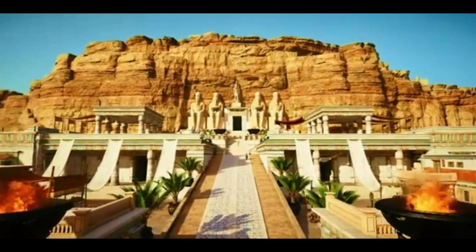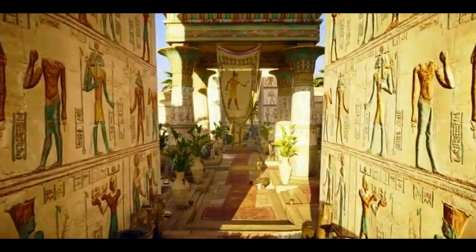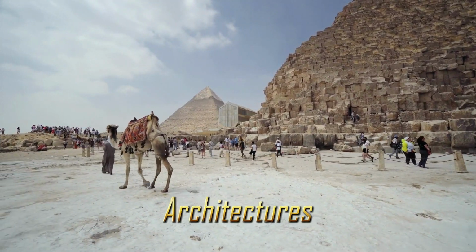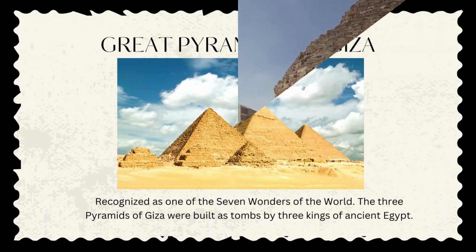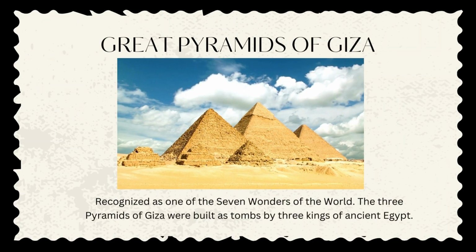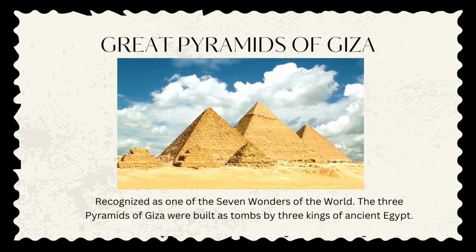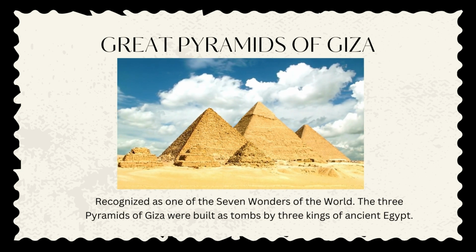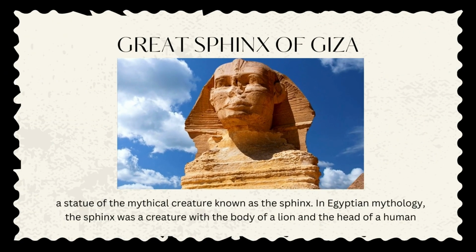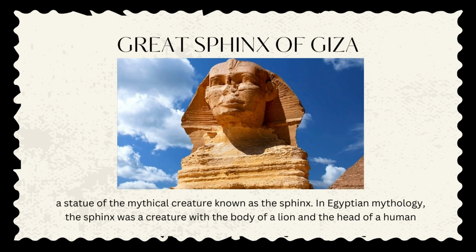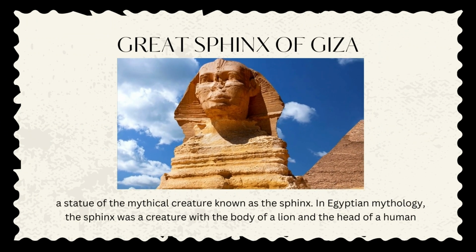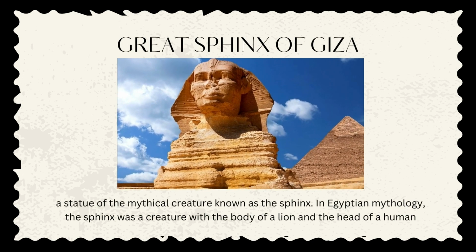The ancient Egyptian art installations are also highly regarded. Ancient Egypt undoubtedly has one of the most wonderful architectures in the world. One of it is the Great Pyramid of Giza. It is recognized as one of the 7 wonders of the world, and the 3 pyramids of Giza were built as tombs by 3 kings of ancient Egypt. And we also have the Great Sphinx of Giza, a statue of the mythical creature known as the Sphinx. In Egyptian mythology, the Sphinx was a creature with the body of a lion and the head of a human.